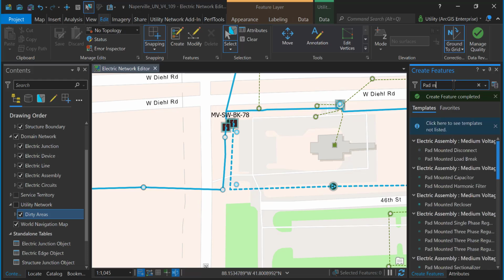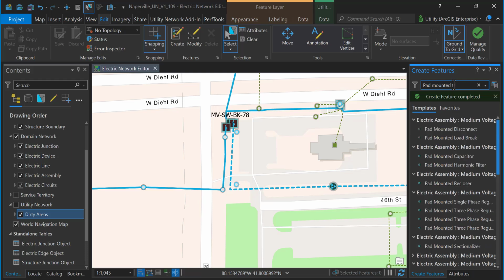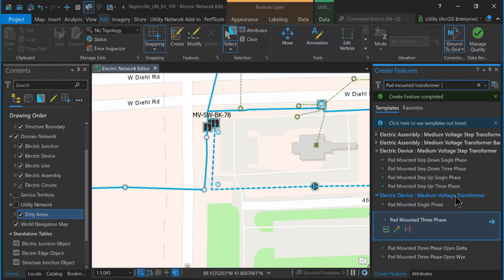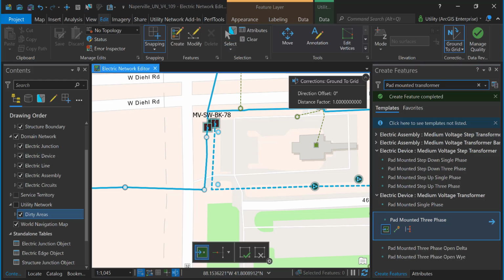So I'm going to show you now what happens when I try to add in a new pad-mounted transformer and how network rules control what you can and cannot do. Now let's search for our pad-mounted transformer. So let's make sure this is the one that we need. So here is our electric device pad medium voltage transformer. Now we're looking at both an overhead and underground neighborhood.